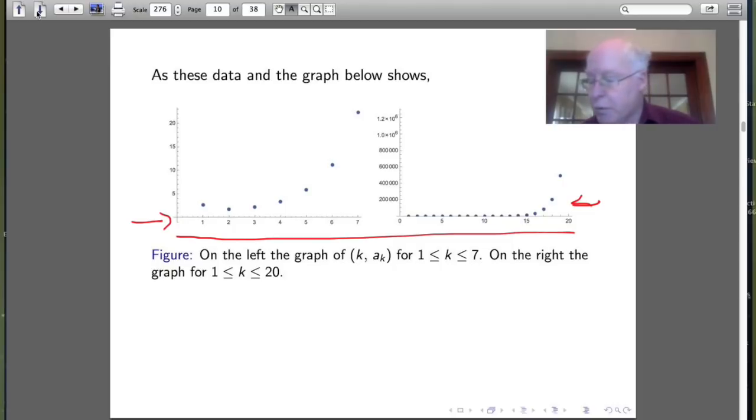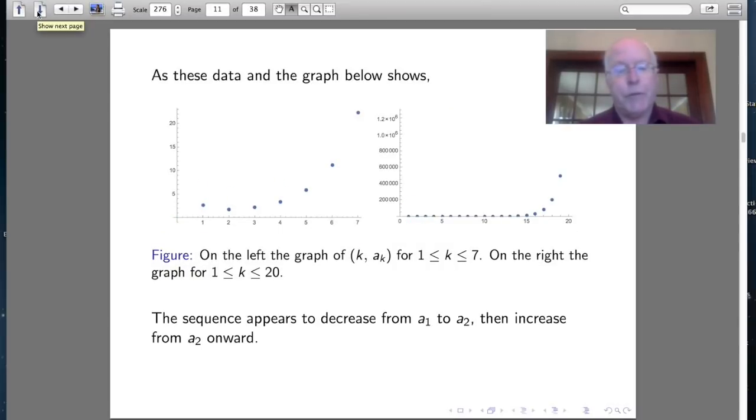And in the close-up view with 1 to 7 over here, we can see that a1, as we saw, starts about there. a2 gets a little smaller. Then a3 gets bigger again. And then that trend seems to increase. That's shown also here on the right one, although on the scale of things it's a little hard to see what's happening for the small values. So it appears that this sequence decreases from a1 to a2, that is just at the start, and then increases from a2 onward.